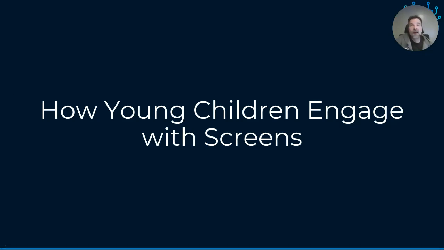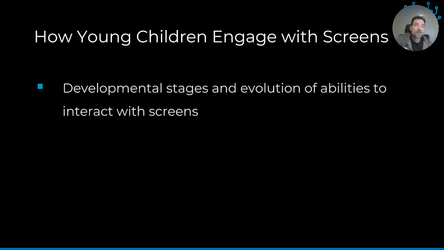Next, we saw how young children engage with screens. So we understood the early stages of development from 0 to 5 years old and how the child's abilities evolved during those periods and how those different abilities allow them to use screens differently.